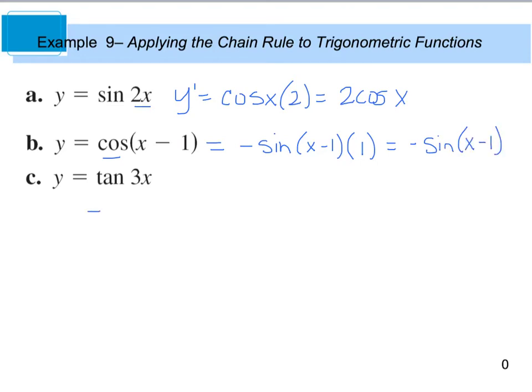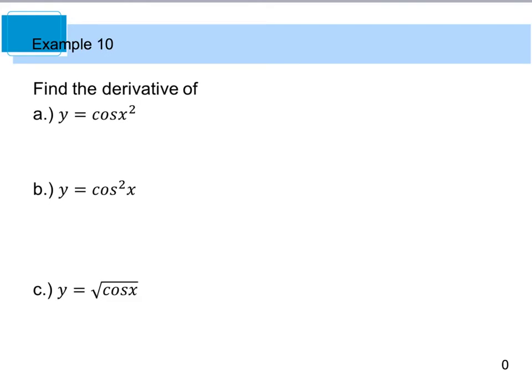And then for part C, y prime, derivative of the outside is going to be tangent. So derivative of tangent will give us secant squared of 3x, and then we're going to multiply that by the derivative of the inside, which is going to give us 3. So our final derivative then will be 3 times the secant squared of 3x. Now in example 10, this is very similar, however we have a slightly different notation.